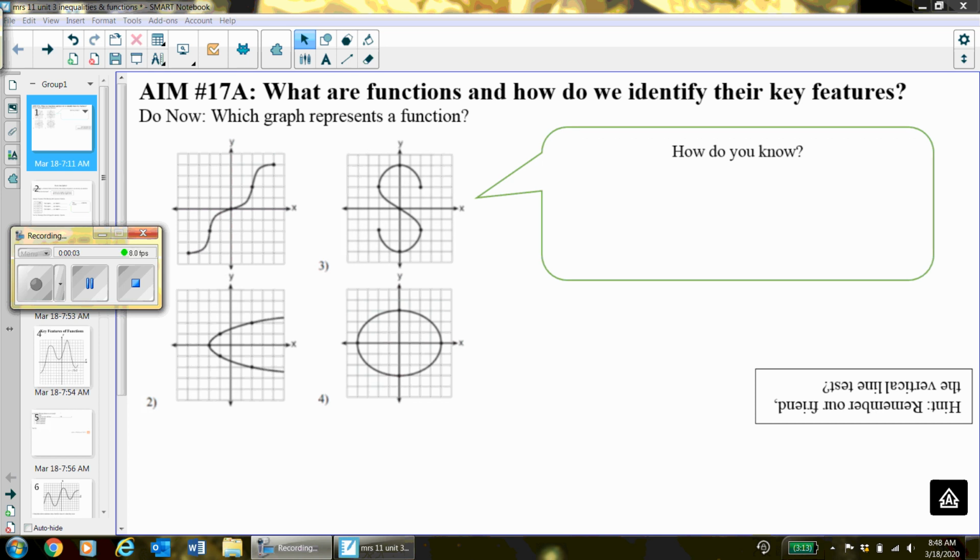This is lesson 17A, page 12 of your Unit 3 packet. What are functions and how do we identify their key features?